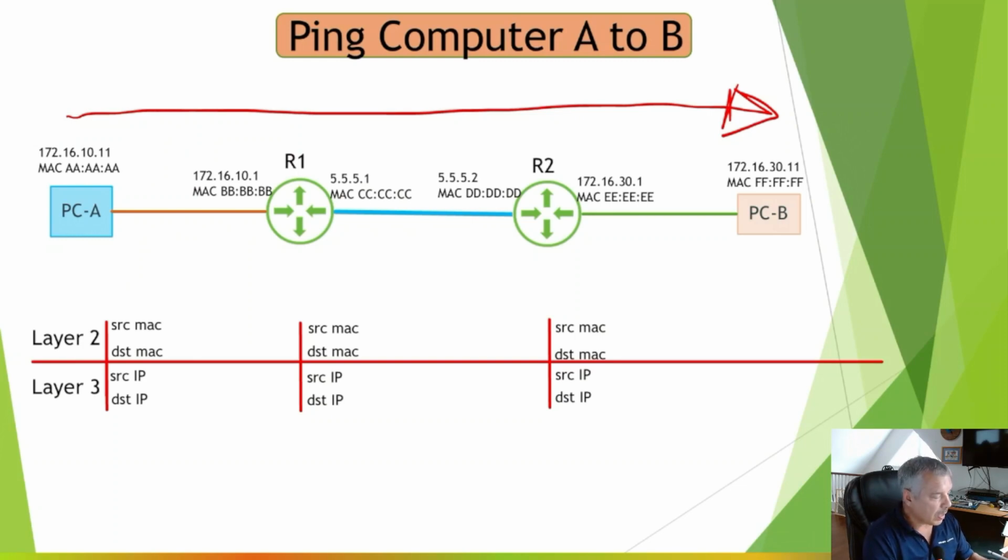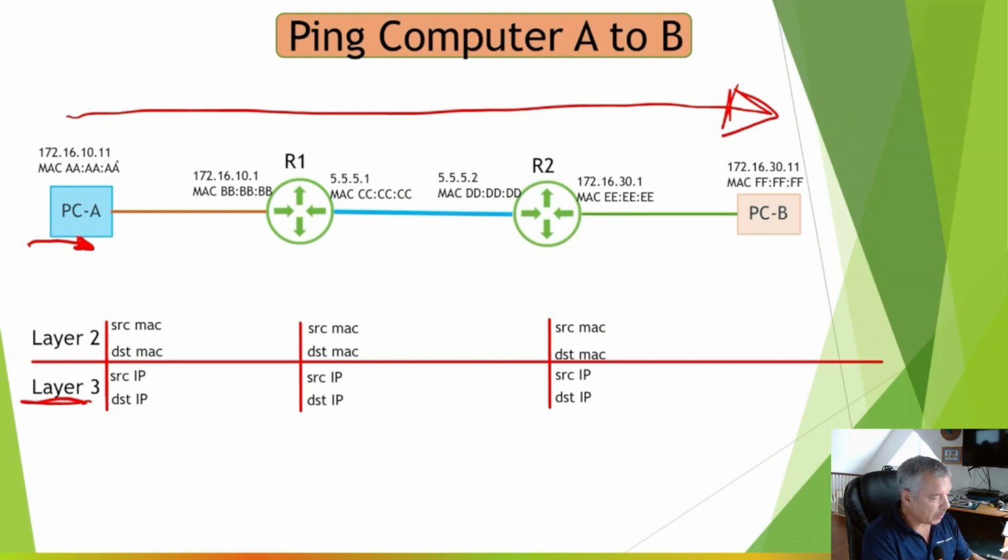So when a packet leaves computer A, when we look at the layer 2 information, the frame, inside layer 2 you're going to have a source MAC and a destination MAC. And inside layer 3, you're going to have a source IP and a destination IP. The layers here are the OSI layers, 7 layers. If you don't know that, look that up.